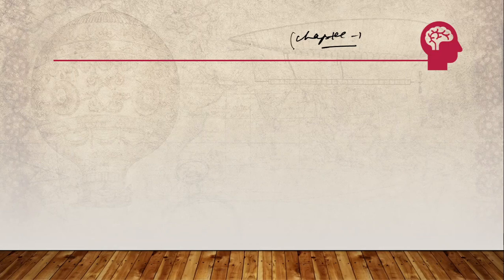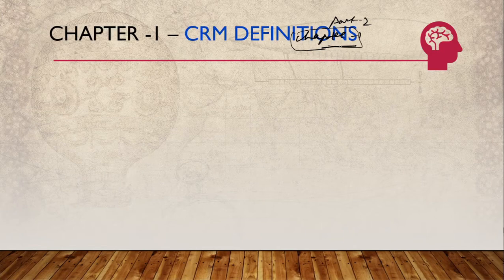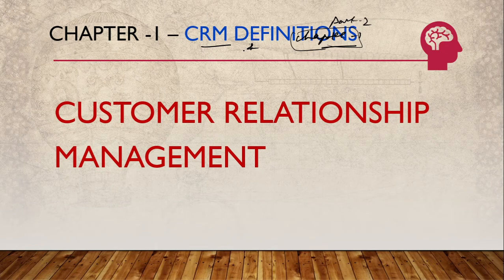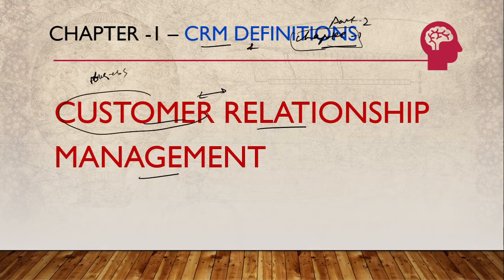So today we'll be discussing part 2, chapter 1 of the book Marketing and Customer Relation Management. Chapter 1 of the book discusses the basics of CRM and its definition. CRM in marketing terms is known as customer relationship management. In any business or organization, the key is the customer. So how you maintain relations with your customer is essentially important.